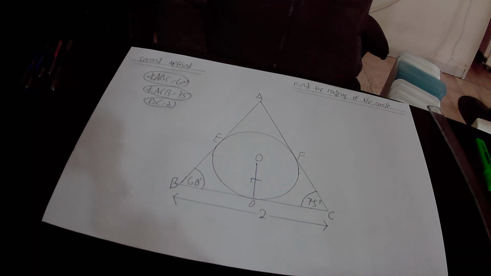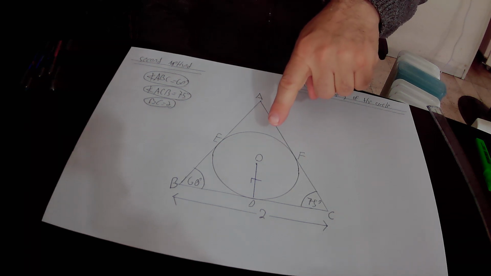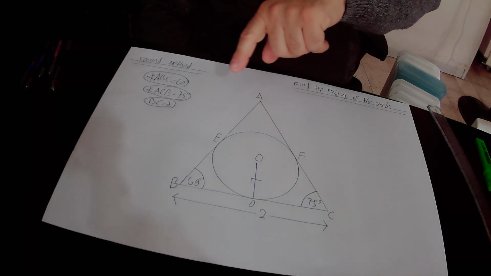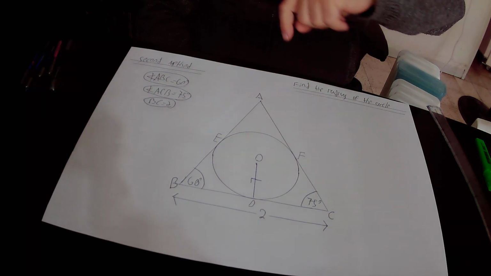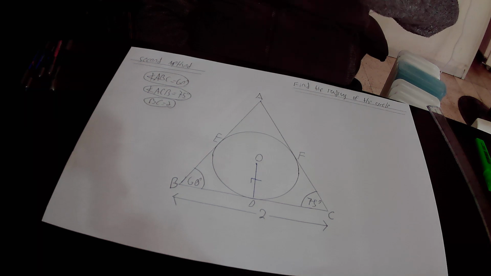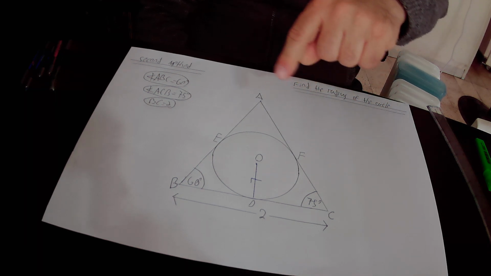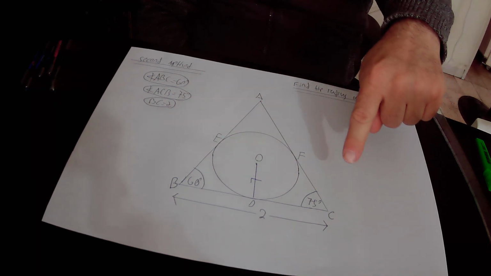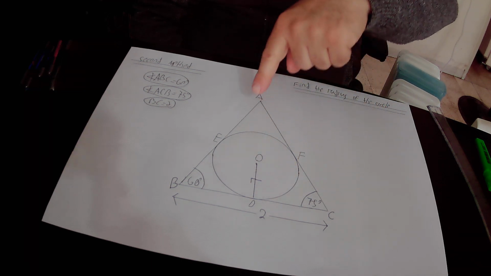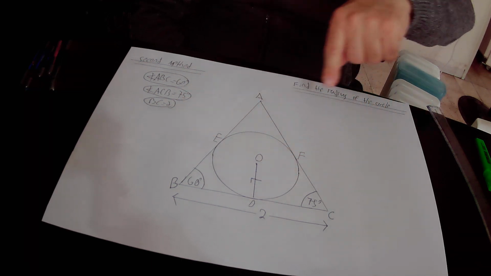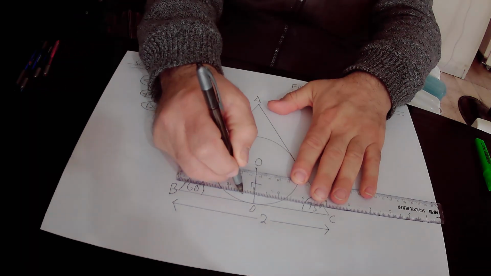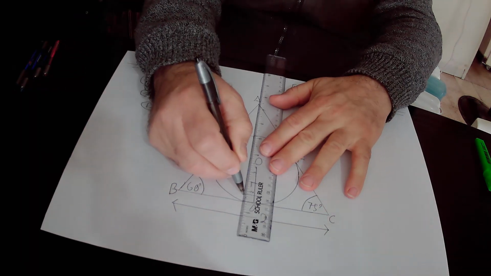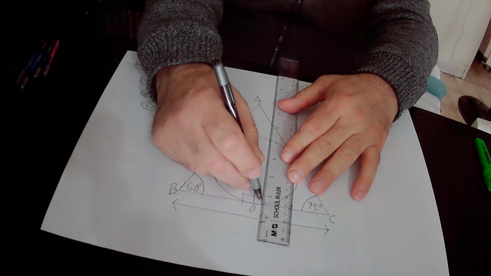Why? Because in our drawing we have the radius OD that is drawn to point D, the point of tangency of tangent BC with this circle. Whenever you have a radius drawn to the point of tangency, then tangent BC will be perpendicular to the radius DO. If BC is perpendicular to DO, it means that this angle equals 90 degrees, and this angle equals 90 degrees according to rule number 1.